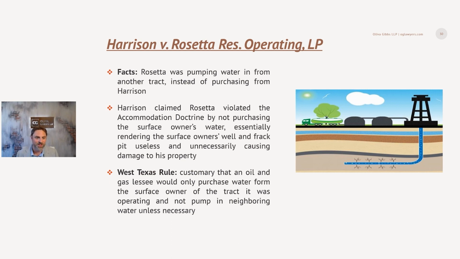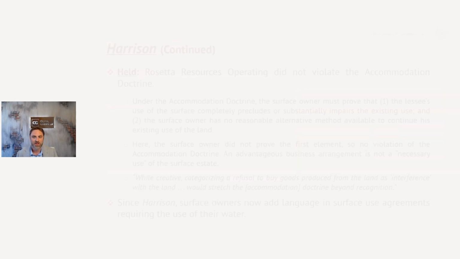Harrison claimed that Rosetta violated the Accommodation Doctrine by not purchasing the surface owner's water, essentially rendering the surface owner's water well and frac pit useless, diminishing in his eyes the value of his property. And this was, to him, a prior existing use of his property: extracting this water and him getting paid for it. So the court talks about the West Texas rule and says, look, yes, it's customary that an oil and gas lessee would only purchase water from the surface owner of the tract it was operating and not pump in from a neighboring tract unless necessary. But the parties are free to contract around this. It's not necessarily a hard and fast rule. And here we kind of have this settlement agreement on top of everything.